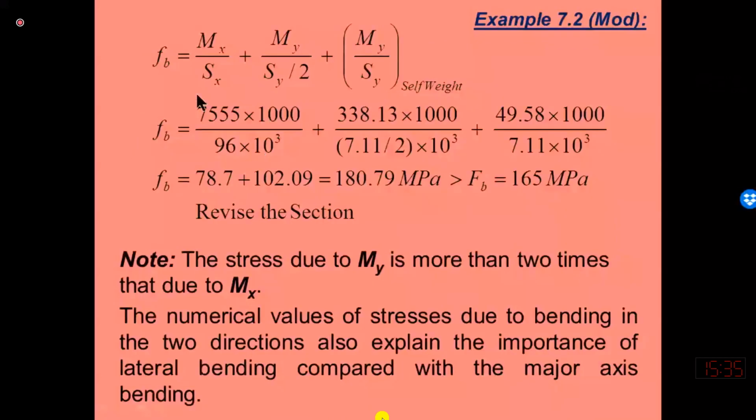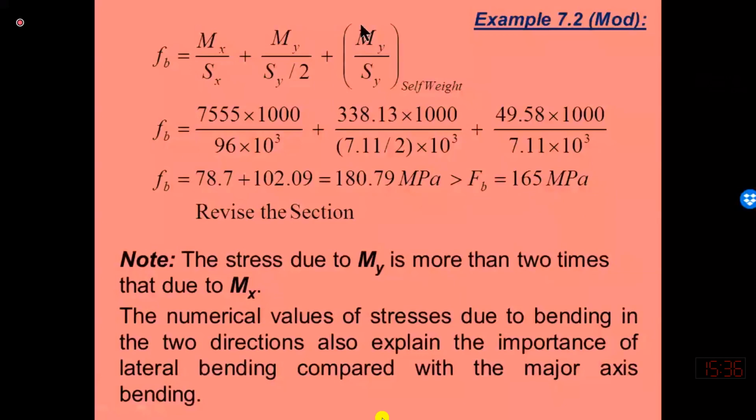Just compute the bending stress. Bending stress we can compute as Mx over Sx plus My over Sy by 2, or you can assume 2 times My over Sy. So we will compute the bending stress due to the moment about the y-axis twice. These are the bending stresses due to My about the y-axis due to superimposed load, dead load and live load. These are the bending stress about the y-axis due to self weight.